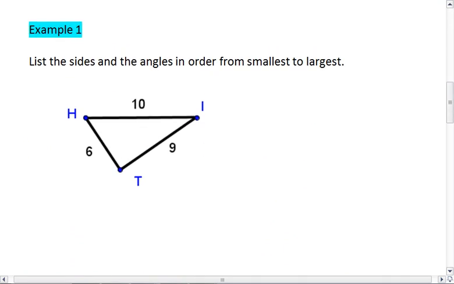Well, let's look at some examples. Given a triangle below, list the sides and the angles in order from smallest to largest. Take a moment, work through this on your own, pause the video and resume when you're ready.